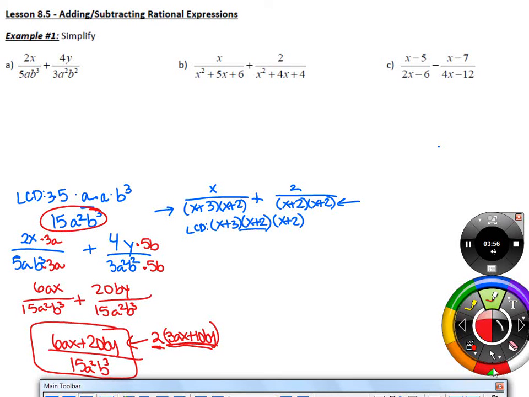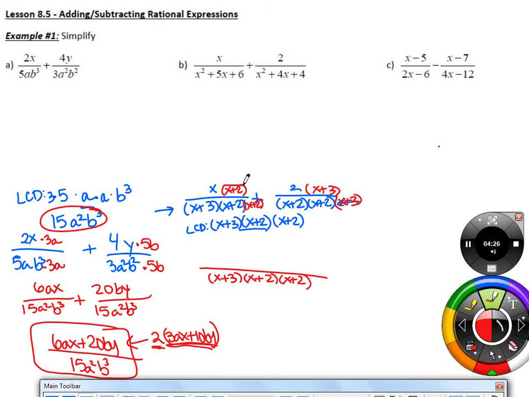Which means from this first fraction, I'm missing a factor of x plus 2. So I would multiply that into the numerator and the denominator. And in my second fraction, I'm missing a factor of x plus 3. So I would multiply that into the numerator and the denominator. So we see we have a common denominator. I have x plus 3 times x plus 2 times x plus 2 in each of the fractions.